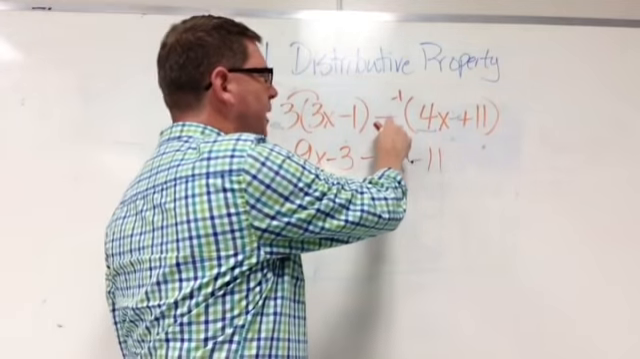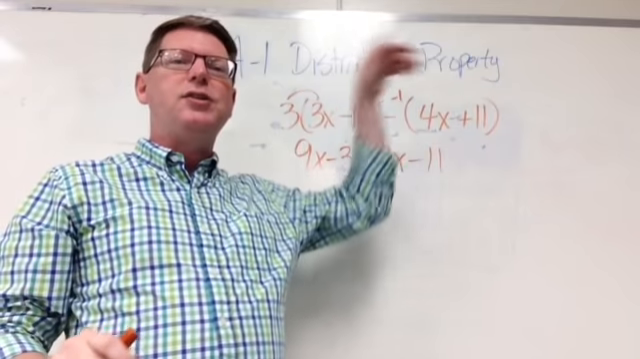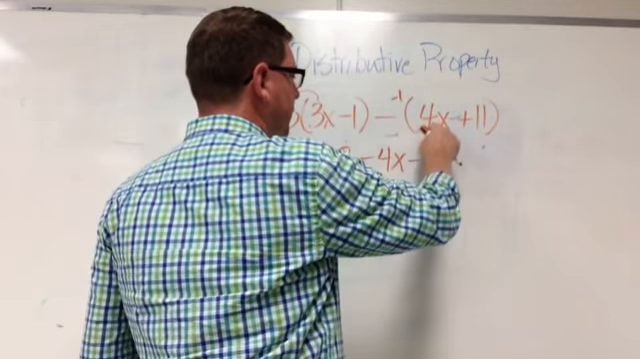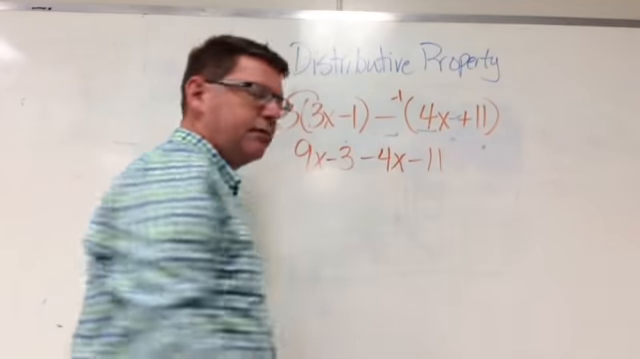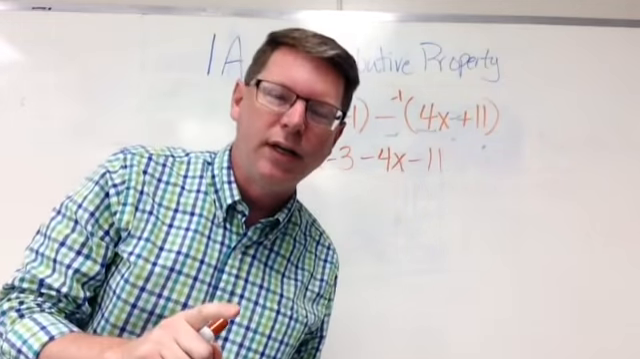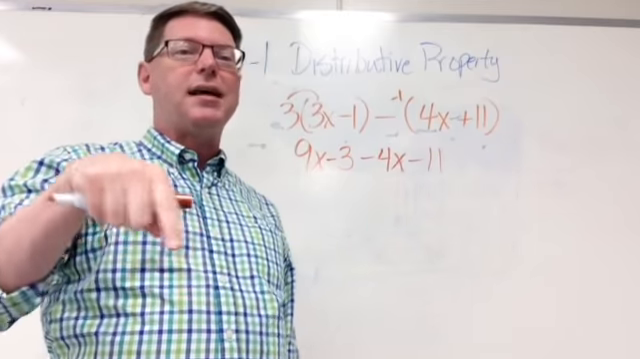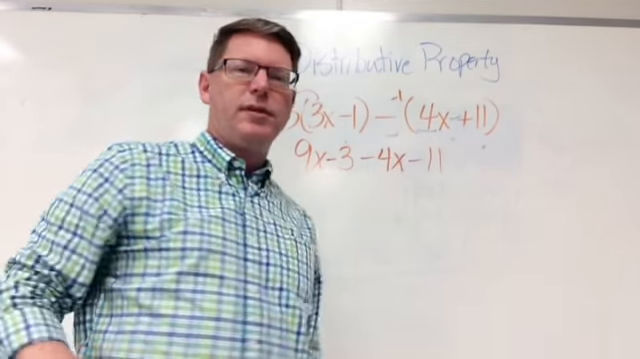That's the same thing. But when you have a minus sign in front of a set of parentheses, the minus sign has to be applied to everything inside the parentheses. So minus times 4x is negative 4x, and negative 1 times 11 is negative 11. That is where 99.8357% of all mistakes happen with the distributive property, is with a minus sign in front of a parentheses.